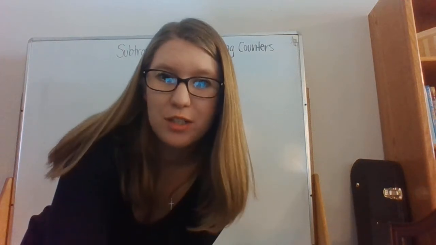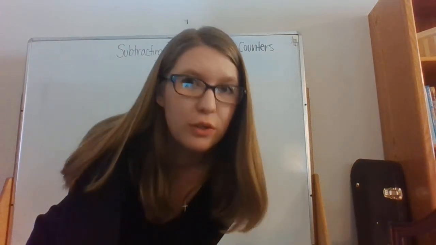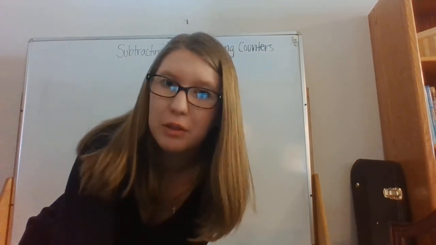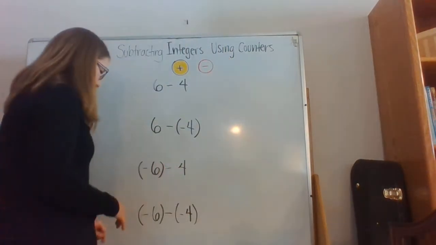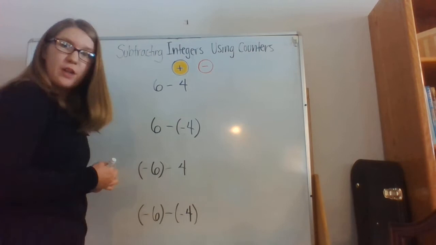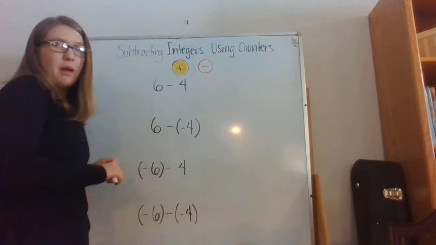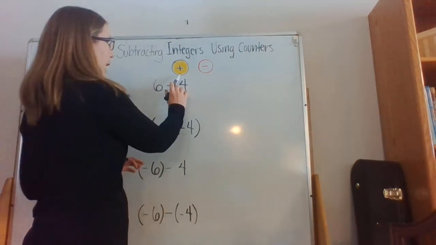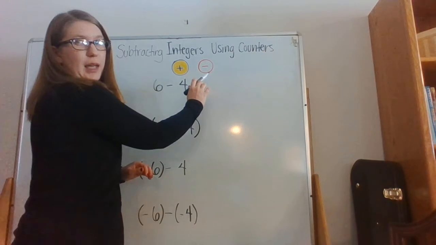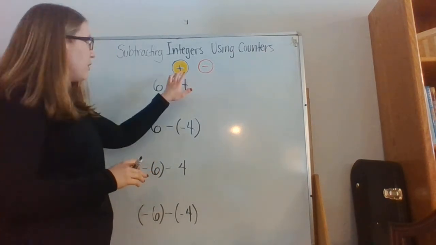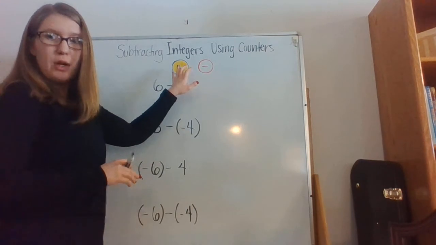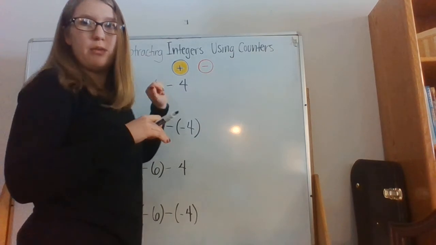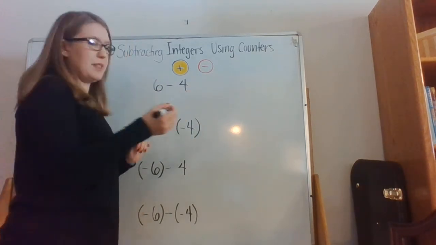In this video, we're going to talk about subtracting integers using counters. So we're just talking about subtracting, and we're just talking about using counters. So here, I'll start easy with both positive numbers. So 6 minus 4. For visual purposes, I'm going to use black for positive and red for negative counters. In class, we often used the yellow for positive, but we're just looking at black for positive and red for negative. So here I have 6 minus 4.